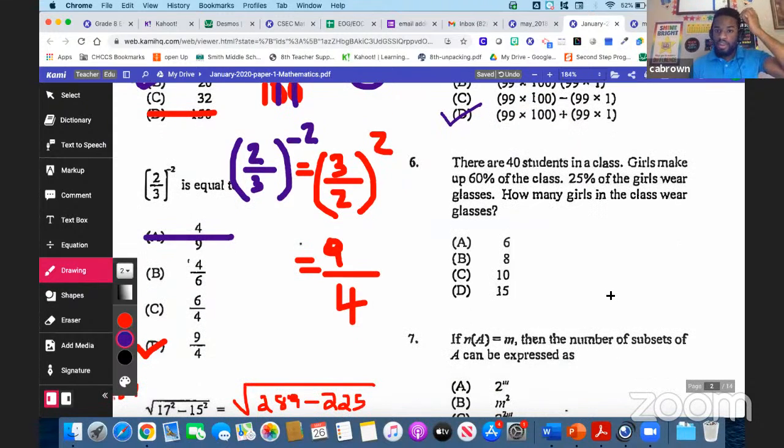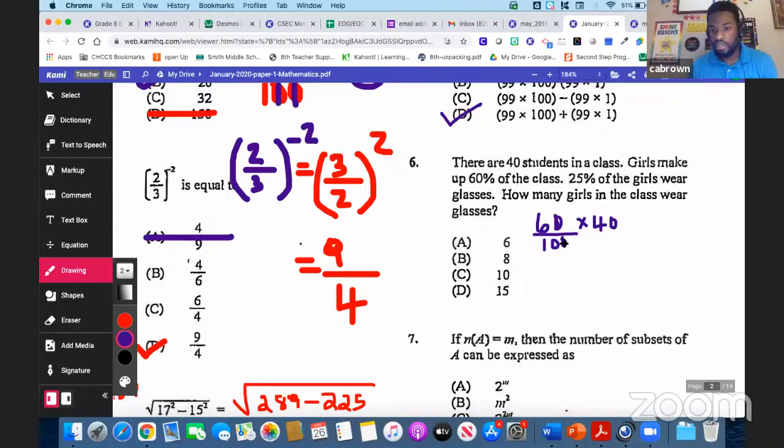Question 6. There are 40 students in a class. Girls make up 60% of that 40. So let's go ahead and find that. 25% of the girls wear glasses. How many girls in the class wear glasses? Girls make up 60%, so it must be more than 20, because we know that half of 40 is 20. So 60% of 40 is going to tell us how many girls are in the class.